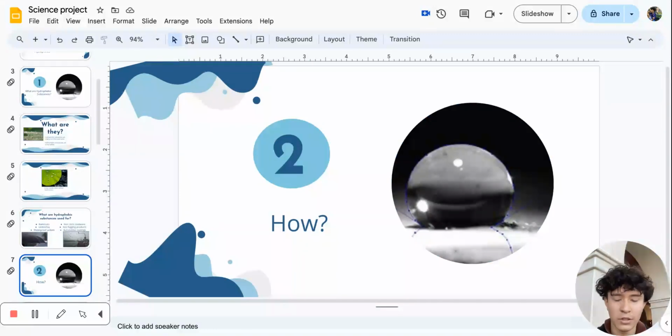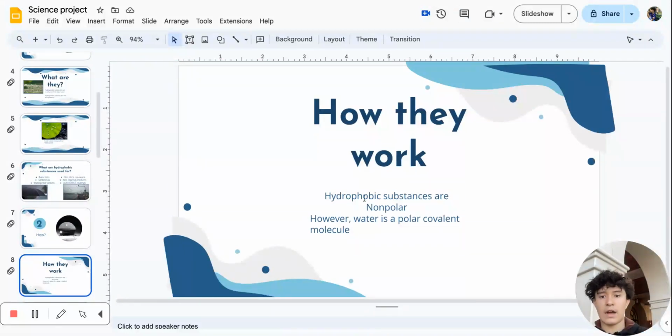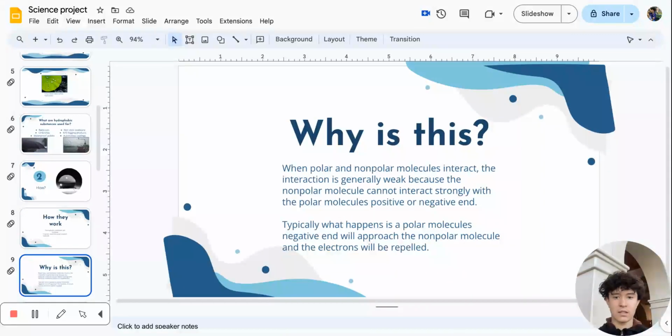So how do hydrophobic substances repel water? Hydrophobic substances are nonpolar. However, looking at the way that water is H2O, it's polar covalent, so they don't necessarily react very well. Why is this? Nonpolar molecules can't interact strongly with a polar molecule's positive or negative end. So what happens when a polar molecule's negative end approaches a nonpolar molecule? The electrons are just repelled. So that's what happens when they interact with each other.